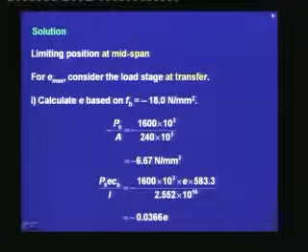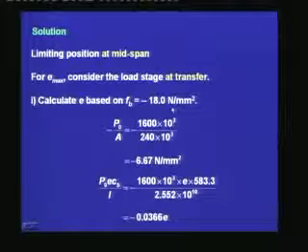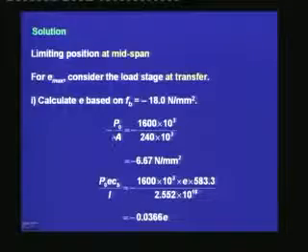At midspan, for Emax, consider the load stage at transfer. First, calculate E based on the bottom stress equal to minus 18 Newton per millimeter square, because that is the maximum compressive stress that we can have. Therefore, we are finding out the individual components in the expression of the stress.